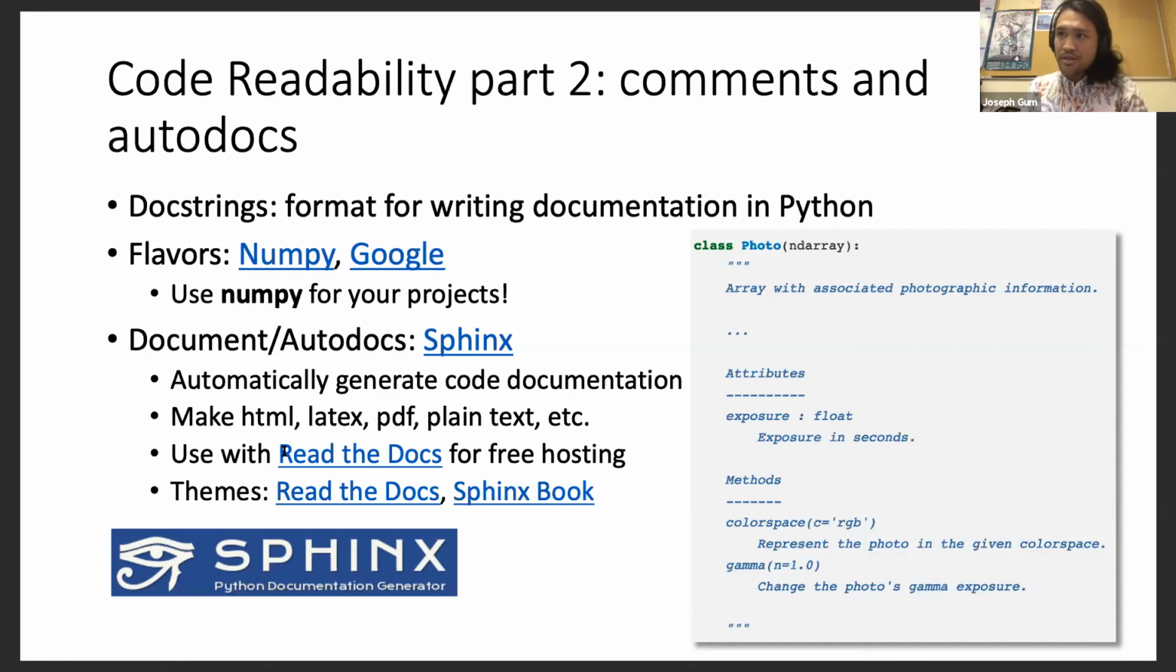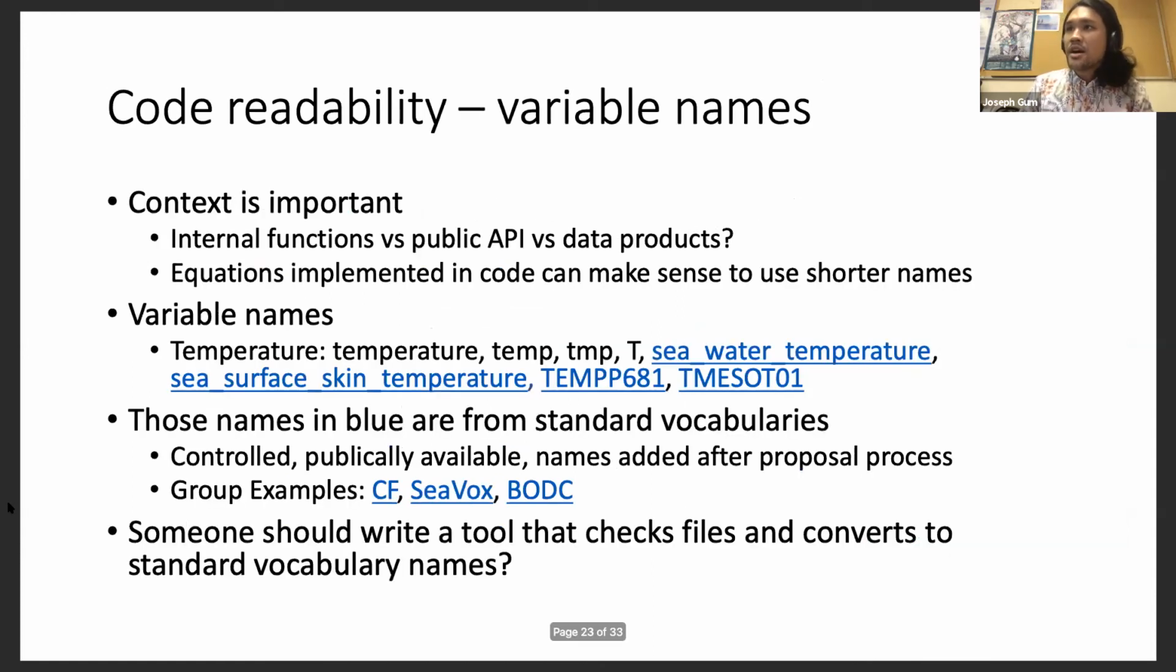You can use it with this website called Read the Docs that provides free hosting for any sort of documentation online. There are 2 themes to make it prettier, and you don't have to worry about what your documentation looks like. Read the Docs is certainly the old battle-tested standard. Sphinx Book is maybe a newer one. And for us, we try to use the NumPy flavor of docstrings. There are 2 big standards. We recommend NumPy as a science one.